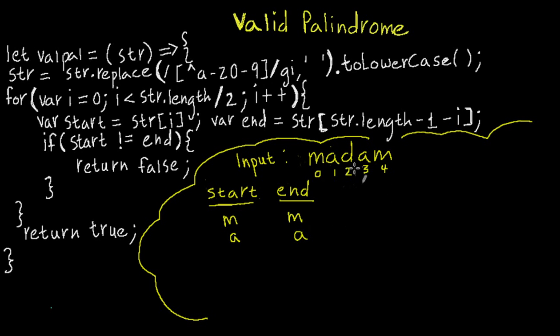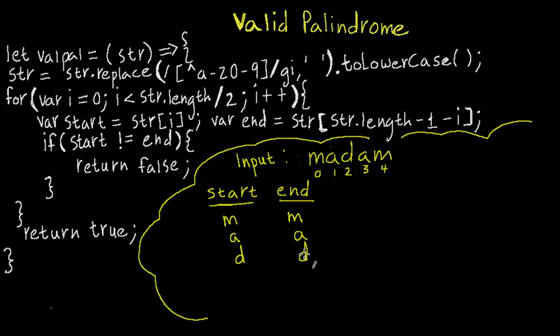So far so good. Now we come to our midpoint, which is str of 2. Oh, sorry. So at str of 2, we see the letter D. And then str of 2, which is the end, that's also D. So what we're seeing now is that start and end overlap, they meet each other. So all of the characters have been the same. That means our palindromic string is true.